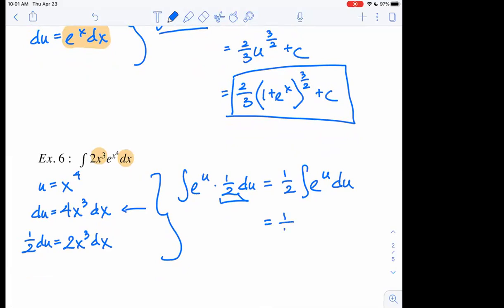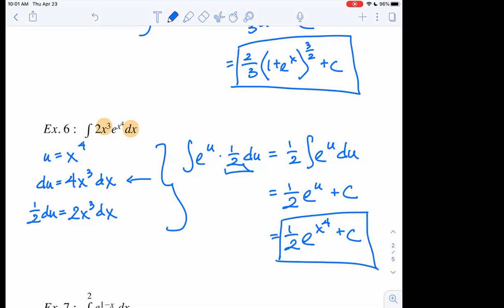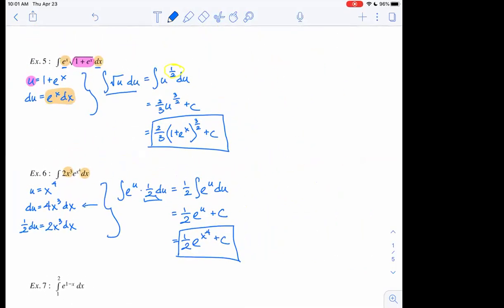So I get 1/2. Well, this is actually pretty easy because the integral of e to the u is just e to the u plus c. And my last step is everywhere I see the u, I'm going to put my x to the 4th. And that is number 6. All right.